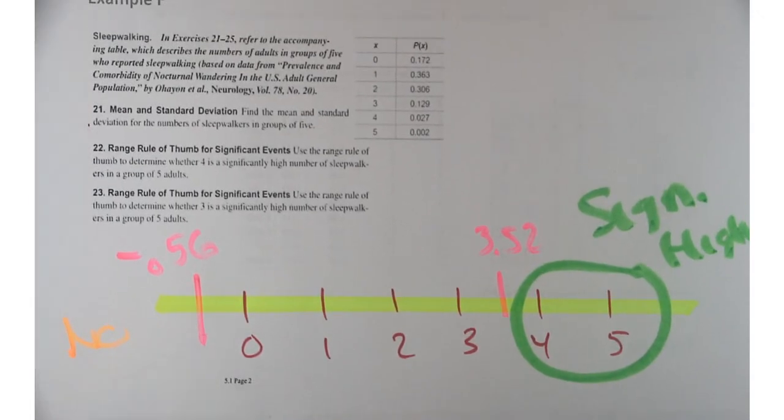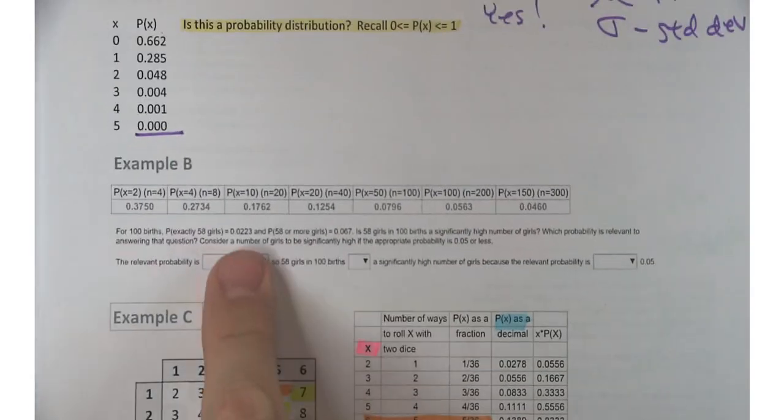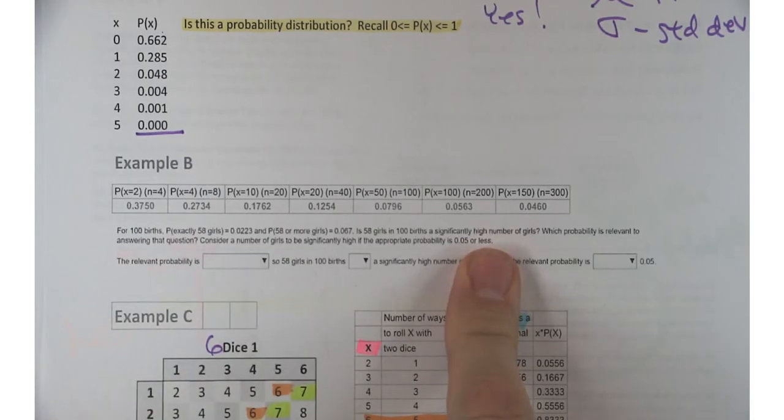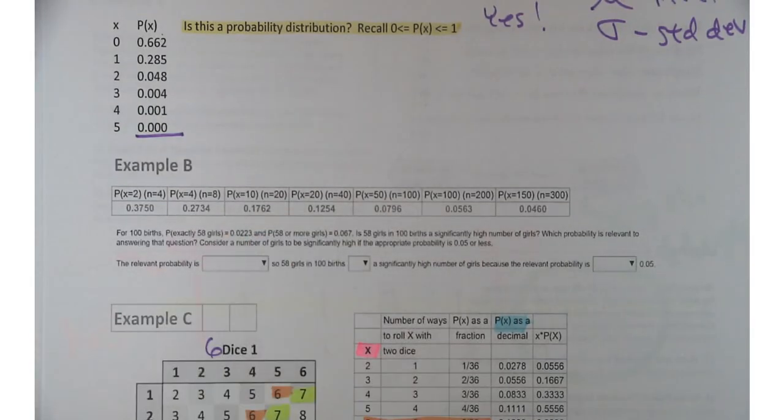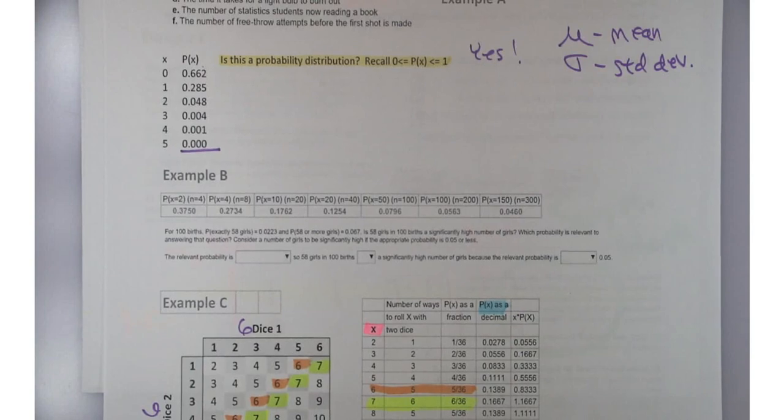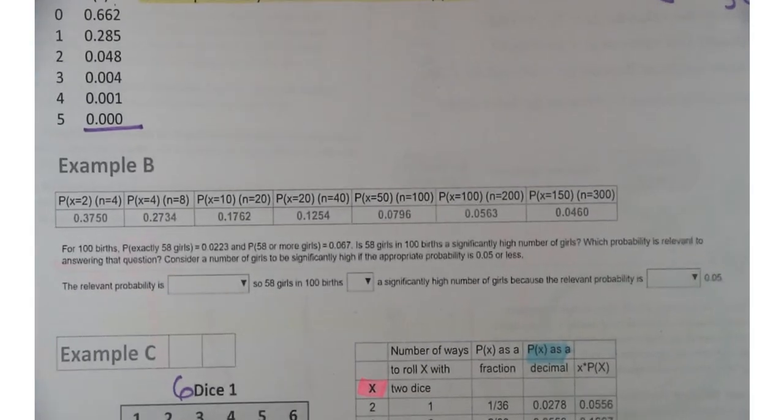All right, the only thing I didn't get to do that I really wanted to was talk about this one, example B. The short answer in this is that the more extreme answers are the ones that you want to pay attention to when you're looking at these kinds of probabilities. I'll let you look at that one at home. I'll be happy to answer some questions on it next week.